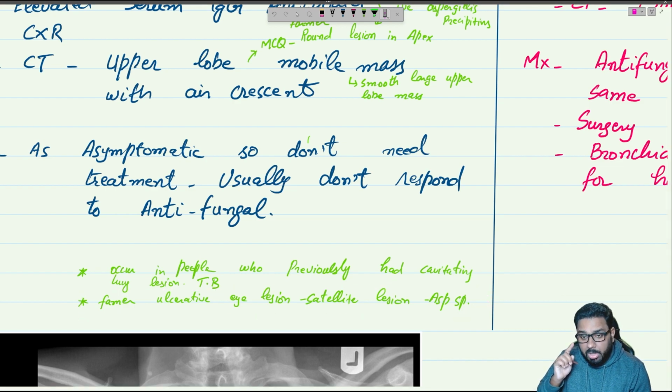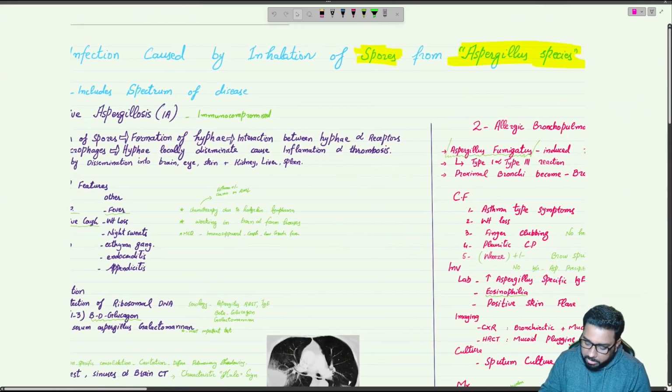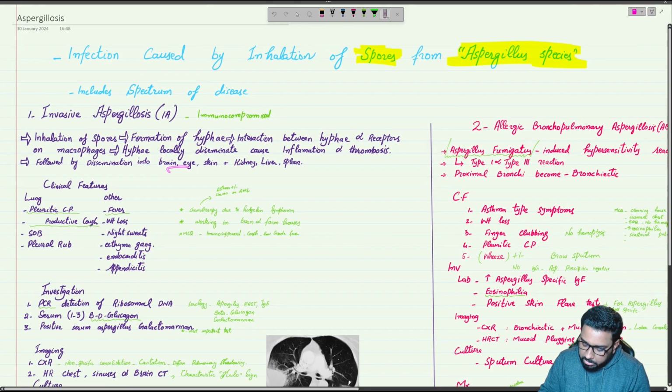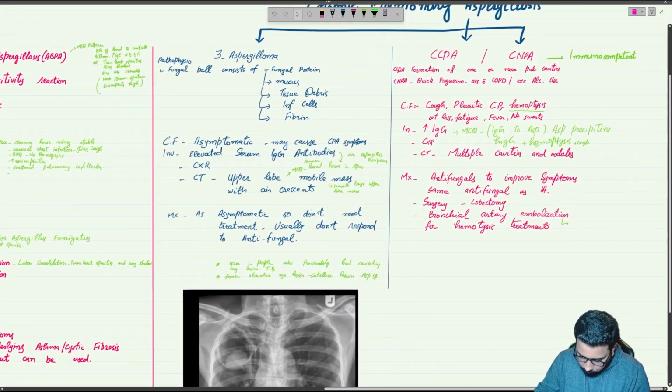The eye presentation of Aspergillus species, usually they can get this ulcerative corneal presentation. Obviously, as we discussed, they can then go to any part of the body: skin, eye, kidney, spleen, and then they cause symptoms there.